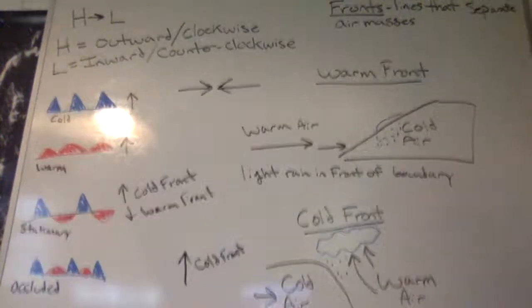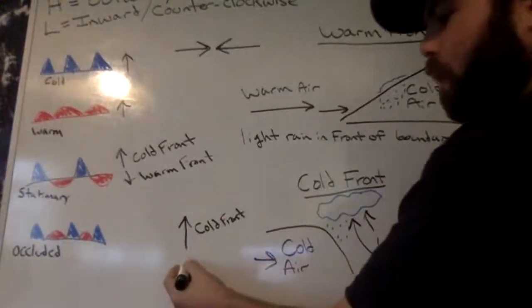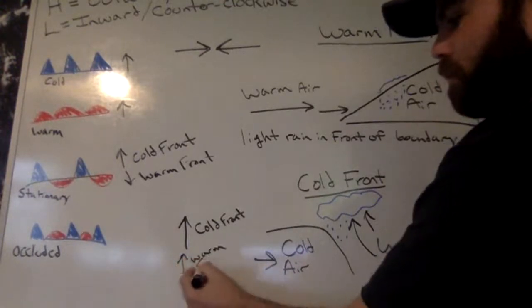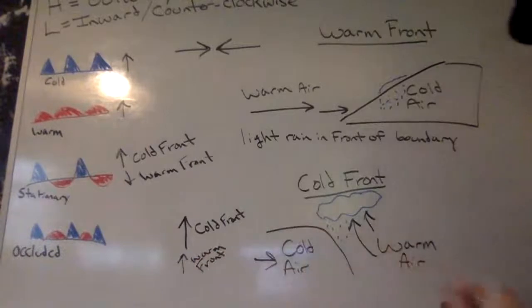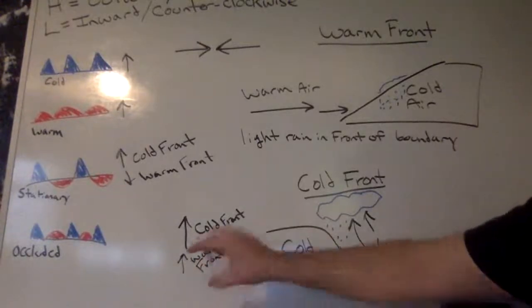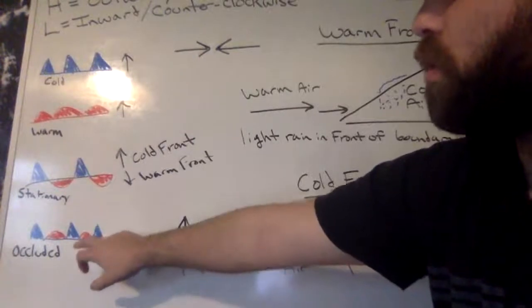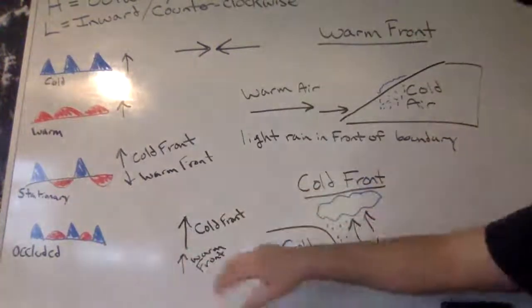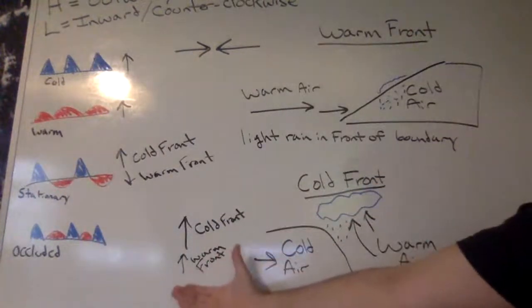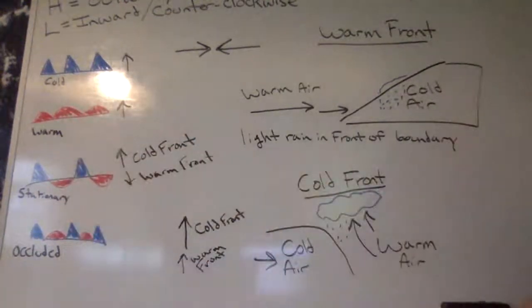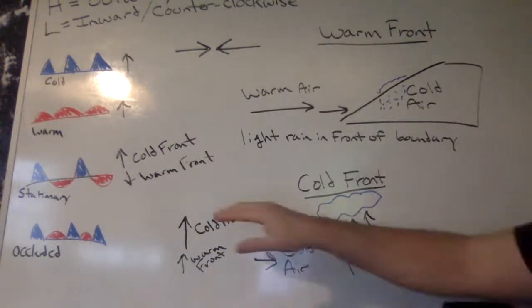But now, let's say directly behind it, you have a warm front catching up to it. Okay? So it finally catches up to it. And now you have those triangles for the cold front and the half circles for the warm front. Okay? It means that the warm front caught up to it. And now they're moving as one. They're occluded. Okay? They both occluded each other. So those are the symbols.